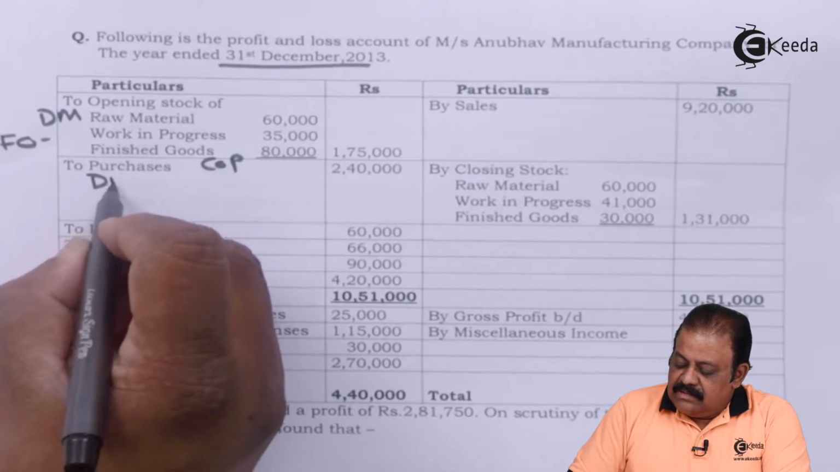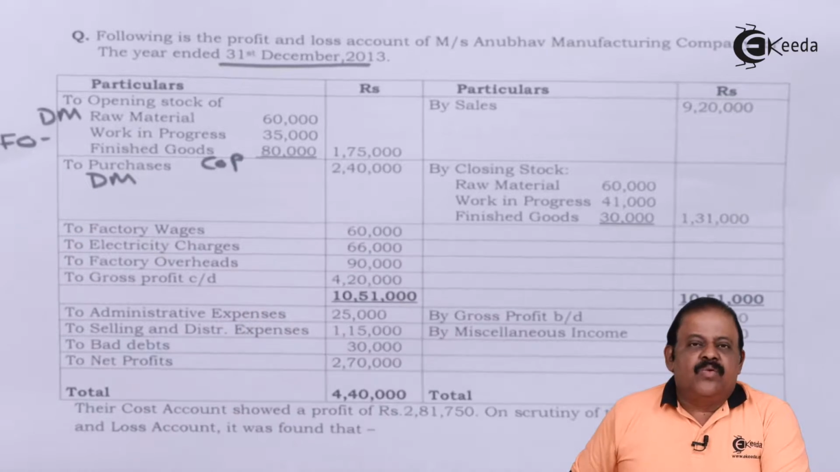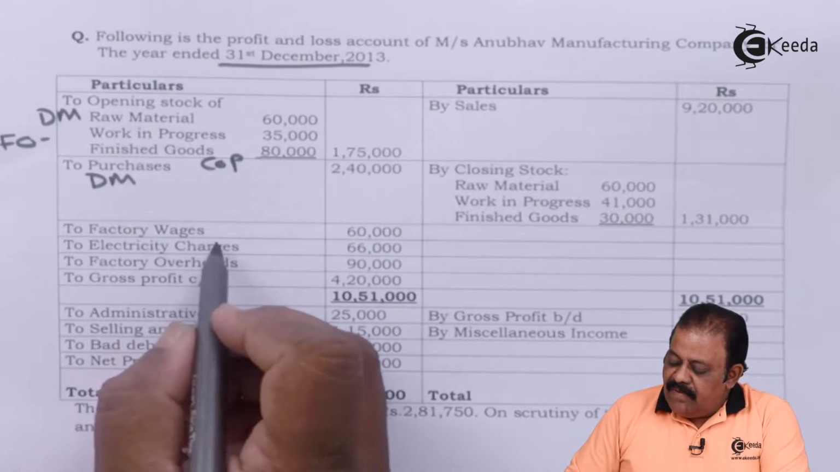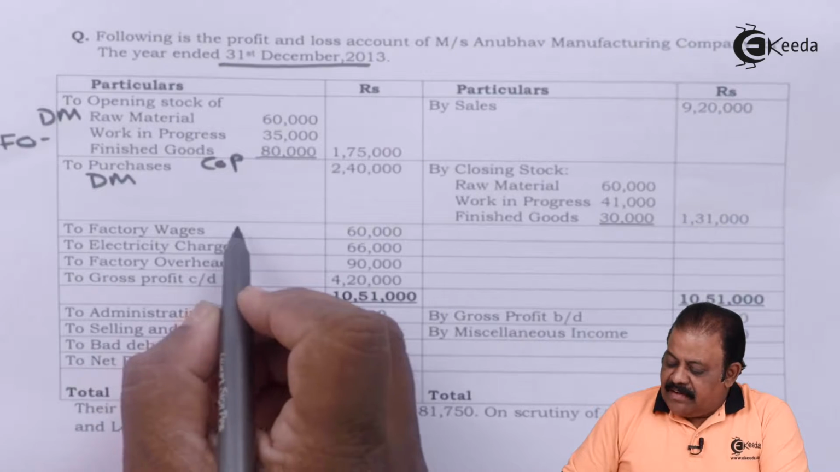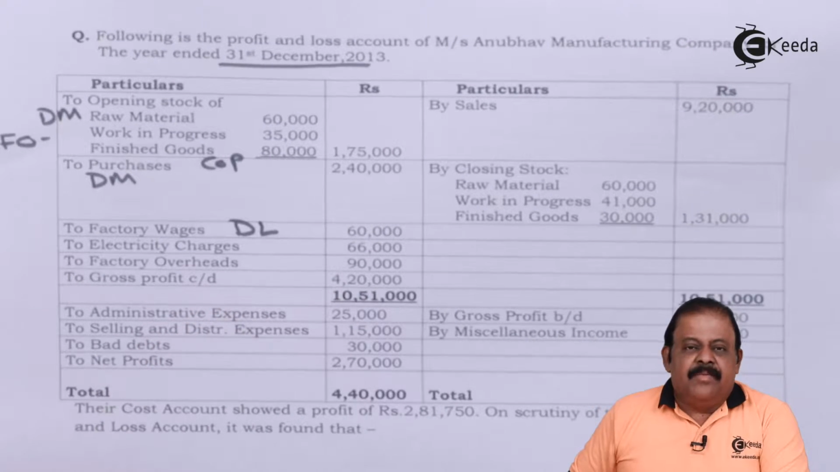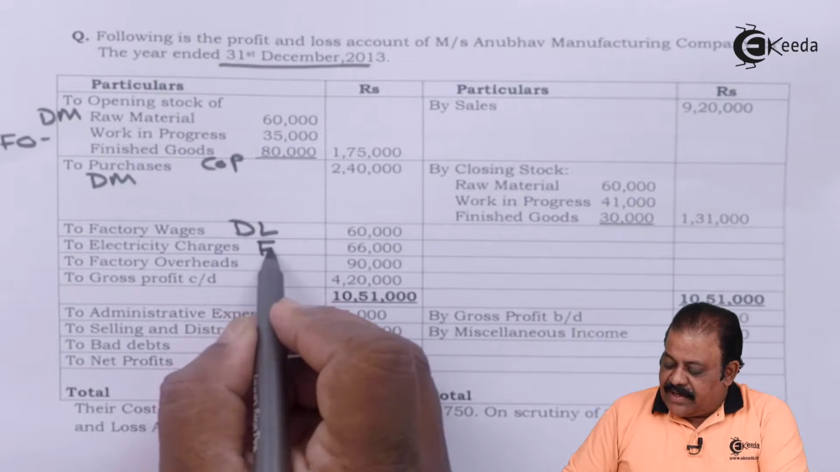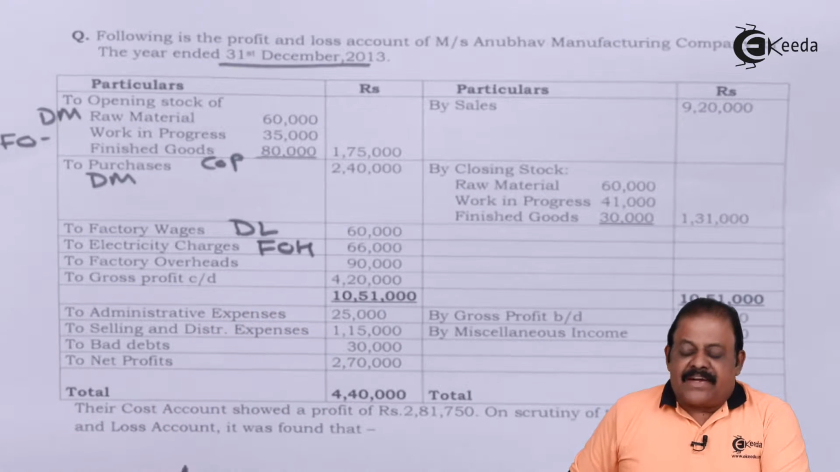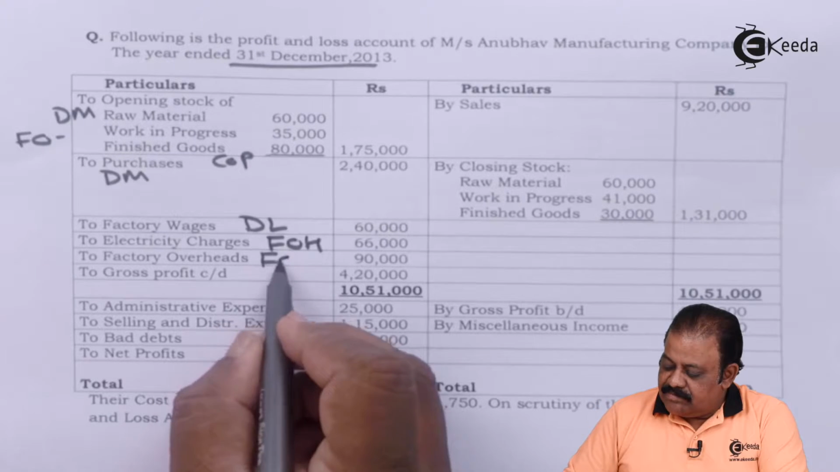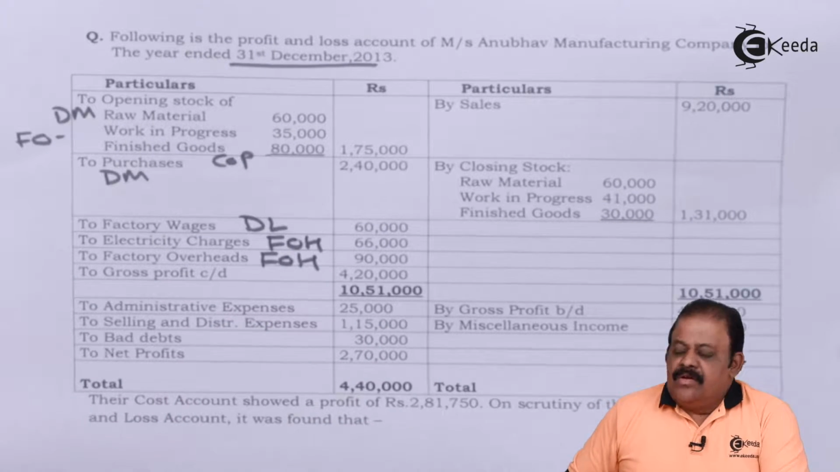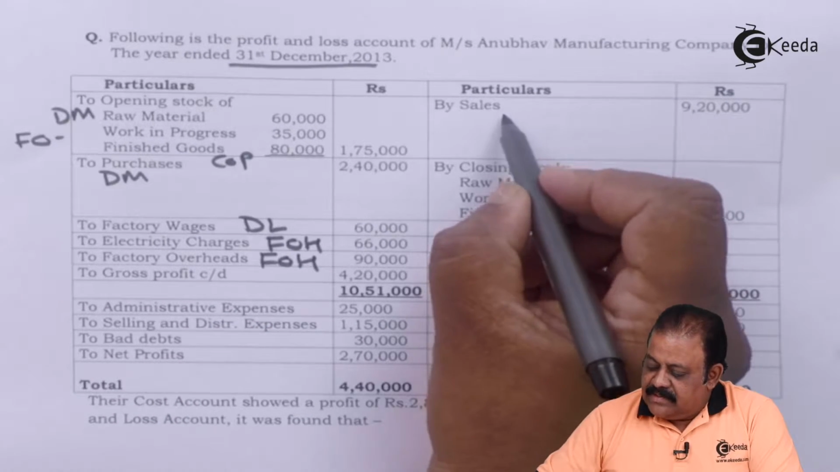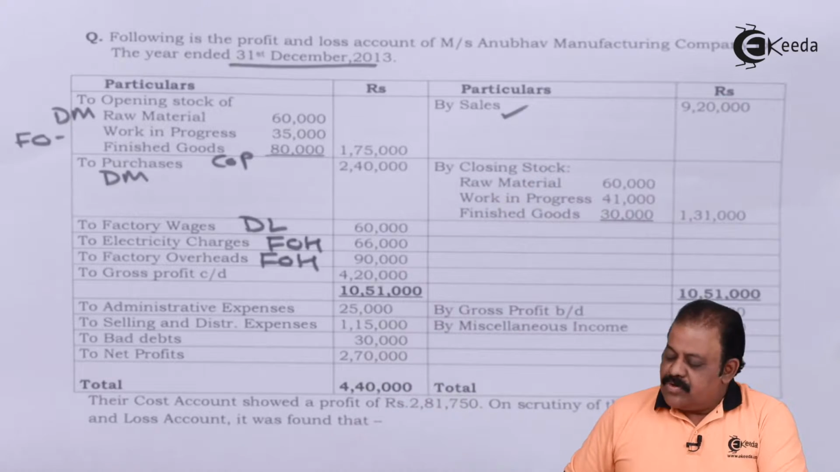Purchases, this is purchase of direct material 2,40,000. Factory wages means as per cost book it will be direct labor. Electricity charges, factory overheads. Sales, it will be same as per cost book.